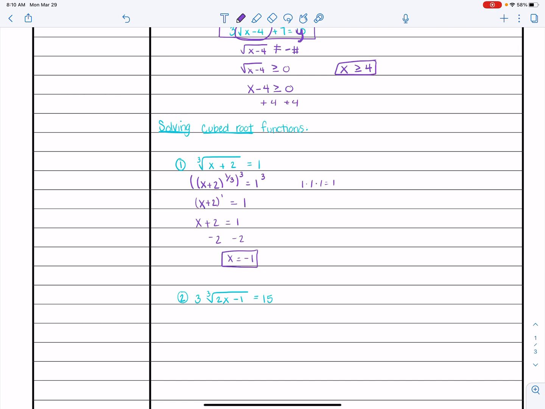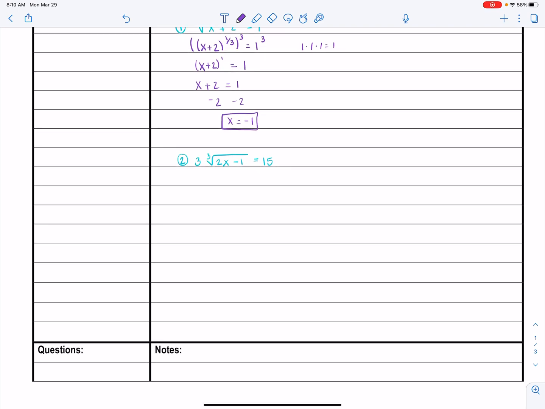All right, example number 2. I need to isolate the cubed root first. This 3 is being multiplied to it, so I'm going to divide by 3. So I have the cubed root of 2x minus 1 equals 5. So really that's 2x minus 1 to the 1/3 power equals 5. To get rid of that 1/3 power, I'm going to cube it. So I have to cube that side. So I have 2x minus 1 to the first power, because 1/3 times 3 is 1 whole, equals 5 cubed, which is 5 times 5 times 5. It's 125.